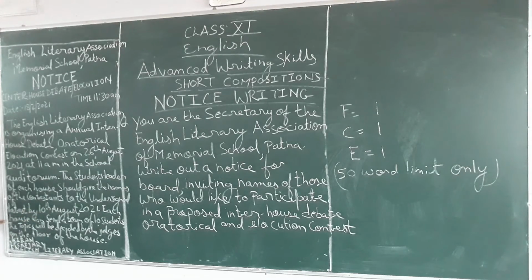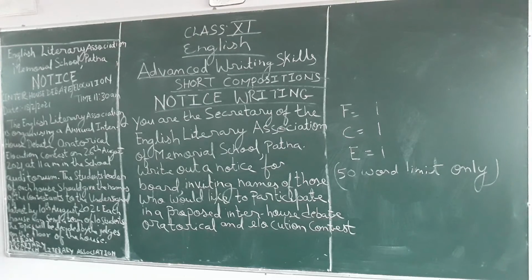Each house can send a team of 10 students. Whether it is red house, green house or yellow house, each house will be sending a team of 10 students. The topic will be decided by the judges. The instant topic will be given to you. That means the topic will be decided by the judges on the floor of the house. On that particular topic you have to give your debate.